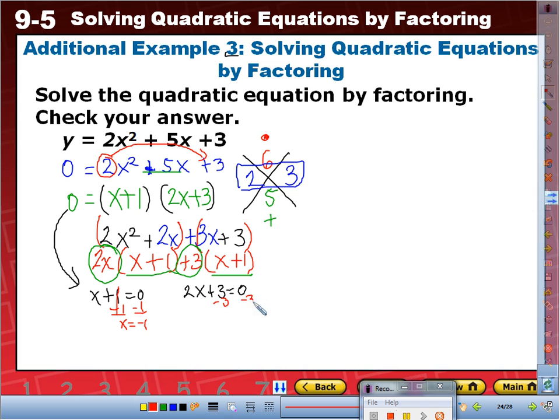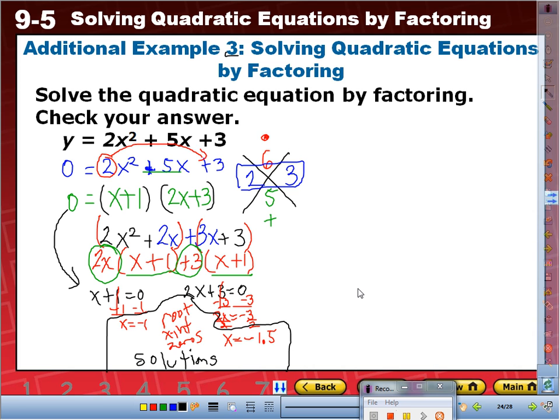Minus 3, 2x equals negative 3. Divide by 2. X equals negative, what is this? 3 divided by 2 is 1.5. These are my roots, my x-intercepts, or my zeros. So for right now, we know that these are my solutions. Right there. Let's graph it.